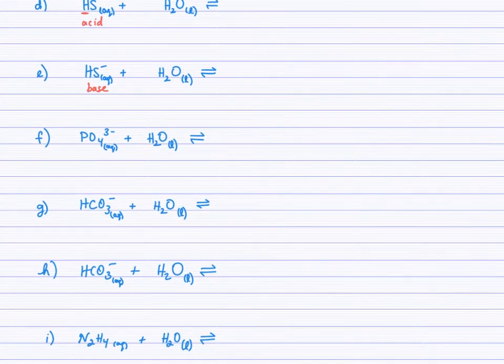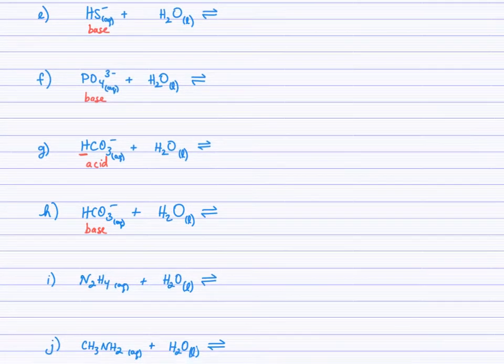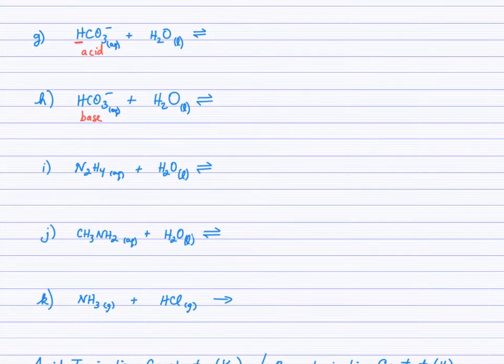The phosphate ion, seeing that negative charge and the fact that there's no hydrogen to donate, is definitely going to behave as a Bronsted-Lowry base. And the bicarbonate ion, having this H up front, can donate it. So in G, you can have it behave as an acid. And in H, you can have it behave as a base. HCO3 negative is another amphoteric species.